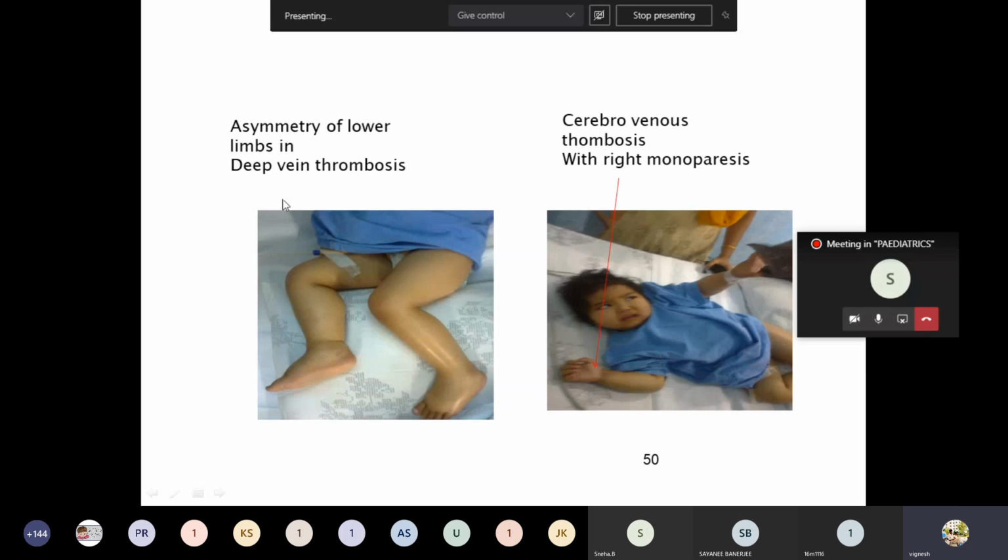The asymmetry of the lower limbs in deep vein thrombosis, I already told. Deep vein thrombosis is going to occur in certain cases because of the hypercoagulable status of the baby. This is a cerebrovascular accident, I told you now. Once the baby has a thrombosis, it goes and lodges in the brain and sometimes causes monoparesis. You can see paresis of only one limb, and sometimes hemiplegia, depending on where the vascular occlusion takes place.